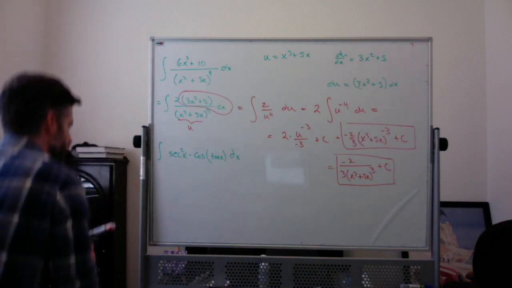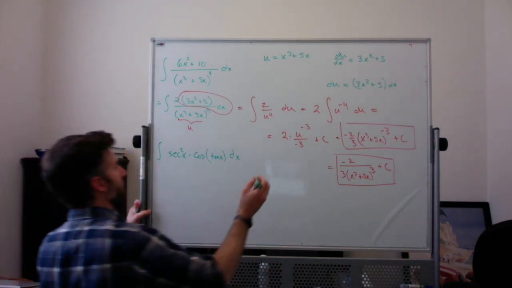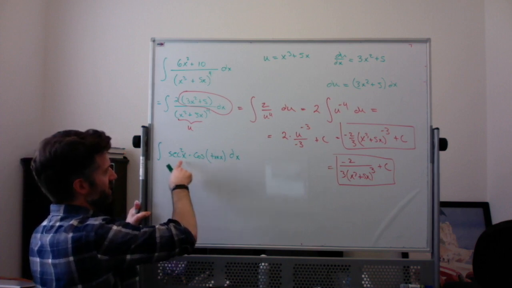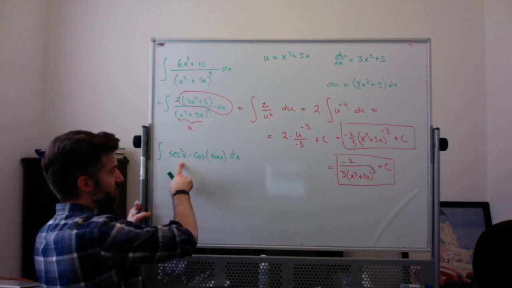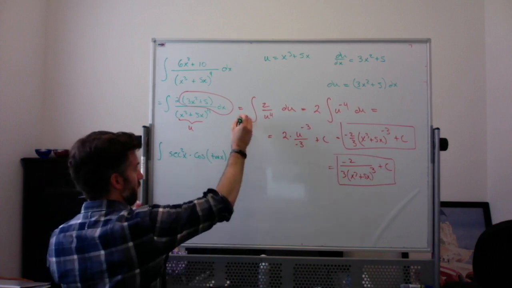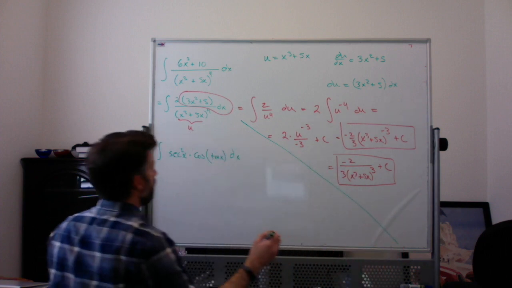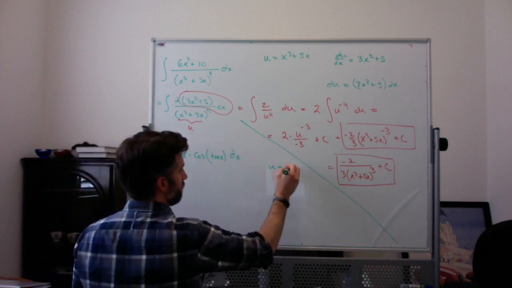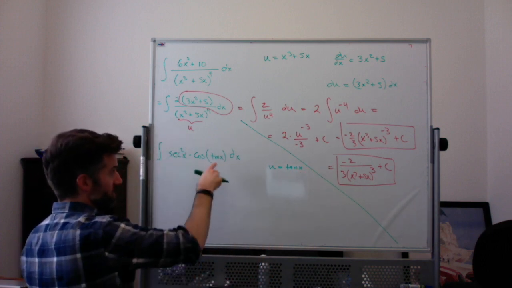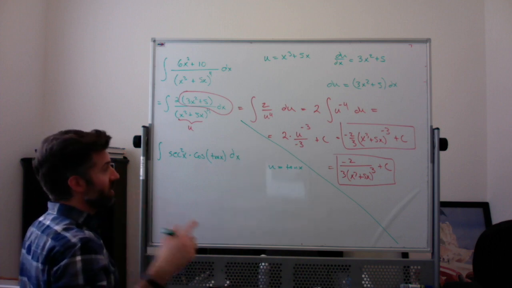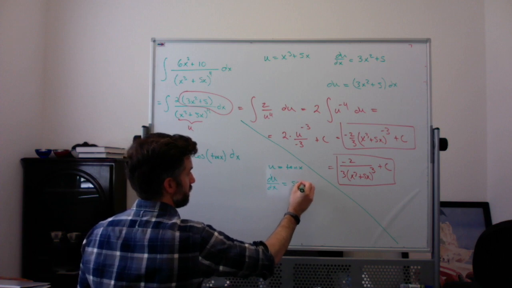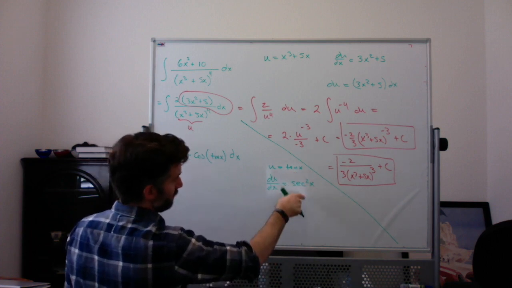All right, last one. I see secant squared of x times cosine of tangent of x. So be careful, right? Secant squared of x is just 1 over cosine of x squared, whereas cosine of tangent of x is something totally different than cosine of x. So be careful. It seems sensible to let u equal the tangent for two reasons. One, it's stuck inside another function. Tangent of x is inside the cosine function. And two, the derivative of tangent x is exactly secant squared x.